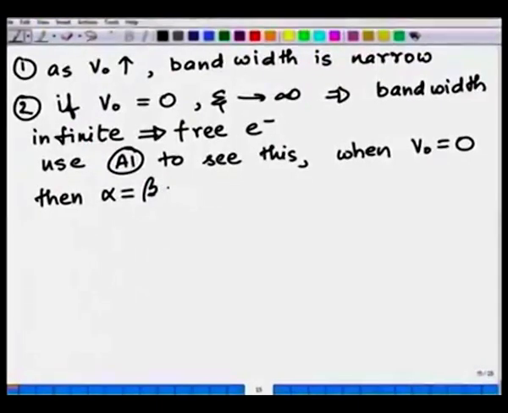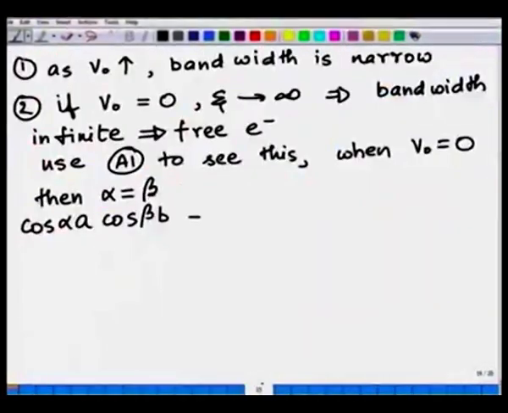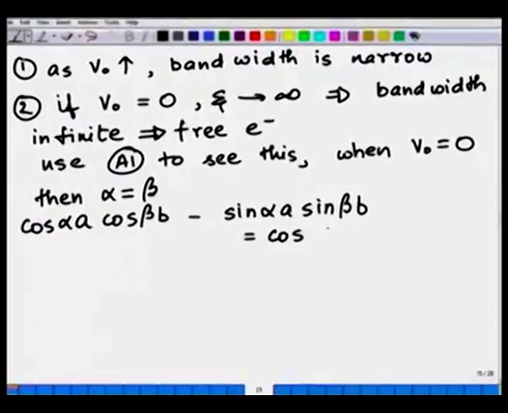In that case, I can write this A1 equation as cos of alpha a cos of beta b minus... remember, let us go back again. In that equation alpha is equal to beta, so this will cancel out in the front, and therefore I am writing cos of alpha a cos of beta b minus sine of alpha a sine of beta b should be equal to cosine of k(a plus b), is what it should mean.